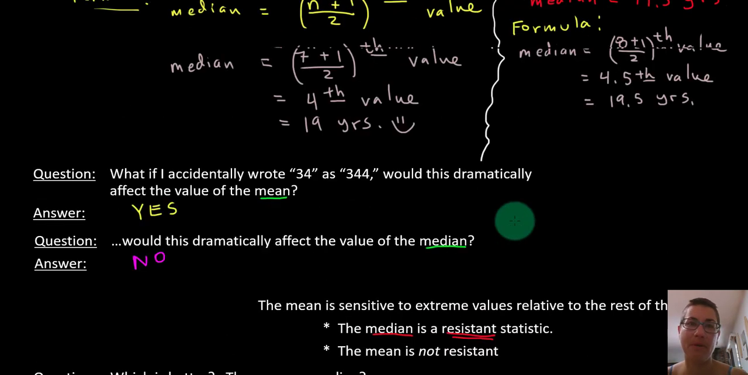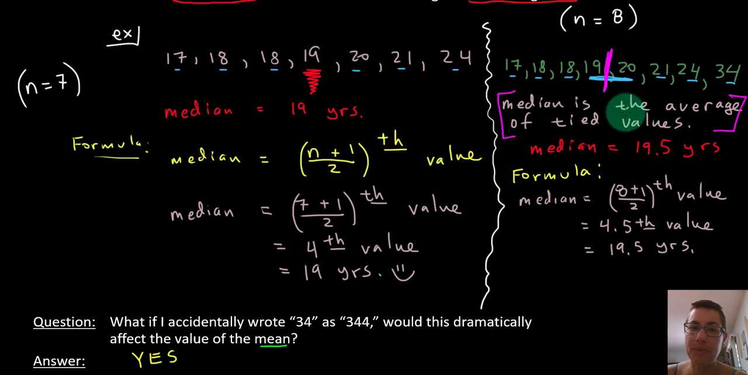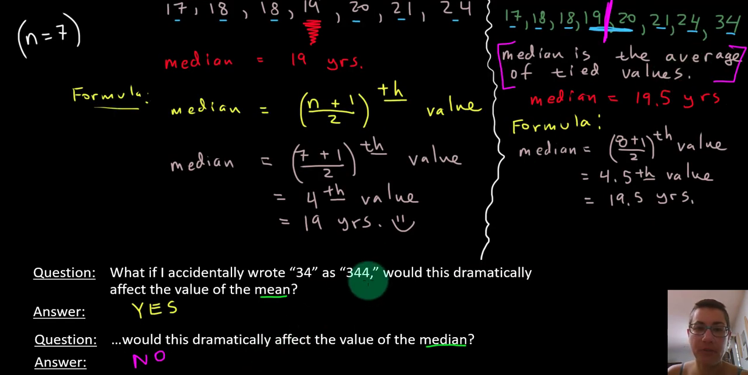Scrolling back up for a moment, we see that if we were to rewrite by accident 34 as 344, that would really affect the mean. That would make this data set very skewed, wouldn't it, if that was a 344? So the mean would be very sensitive for skewed data, but the median not so much. So it depends on the shape of your data.